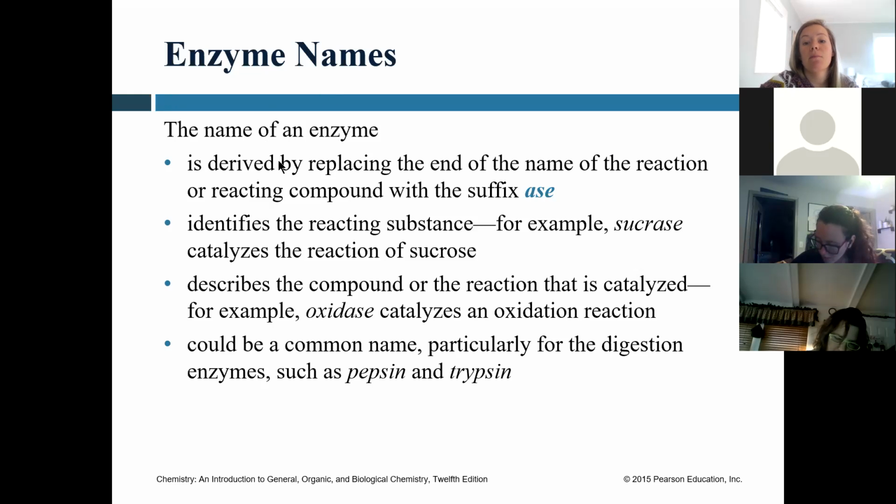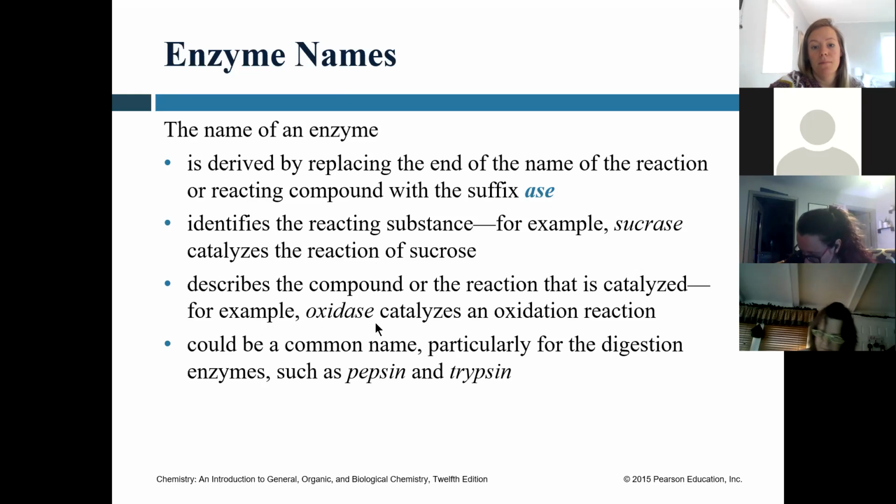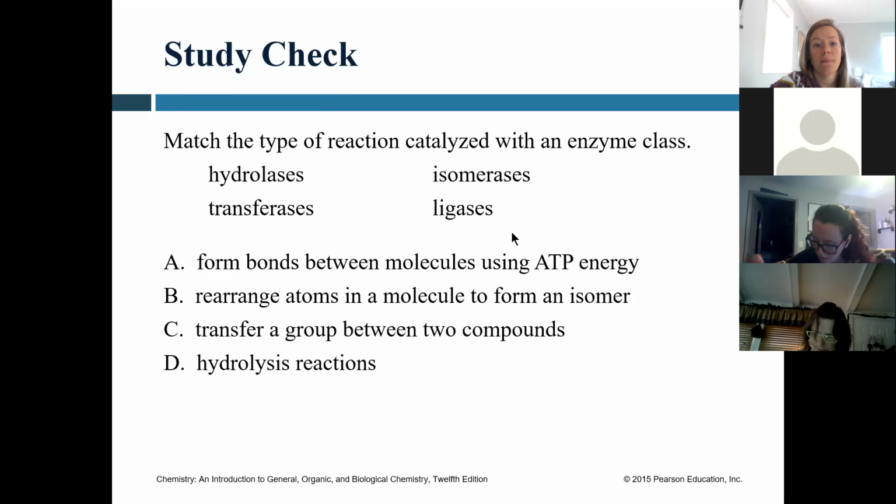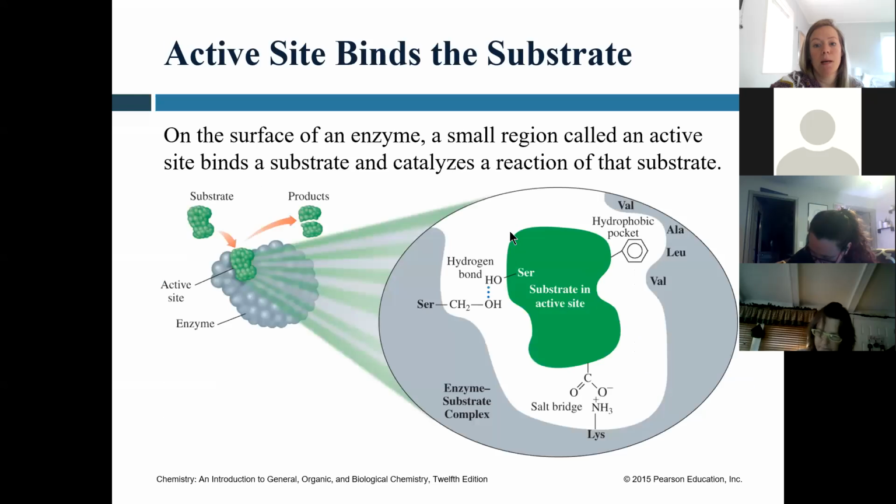So the name of an enzyme is derived by replacing the end name of the reaction or reacting compound with ASE. So sucrase catalyzes the reaction of sucrose. Oxidase catalyzes an oxidation reaction, and so on. I'm not really going to test you on the names of enzymes, but we are going to talk about what an enzyme is actually doing.